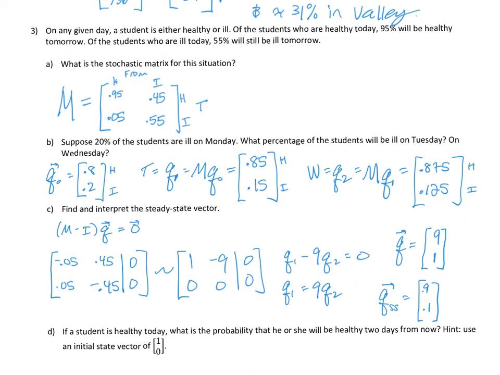To interpret, this is healthy and ill. So over many days, or in the long run, about 90% are healthy and 10% ill.